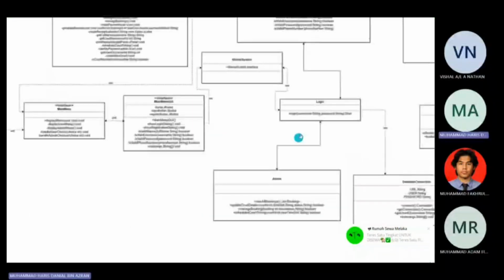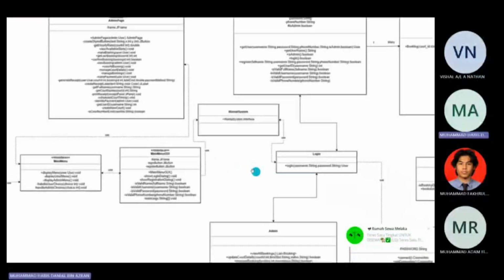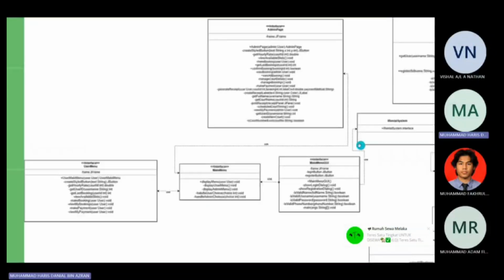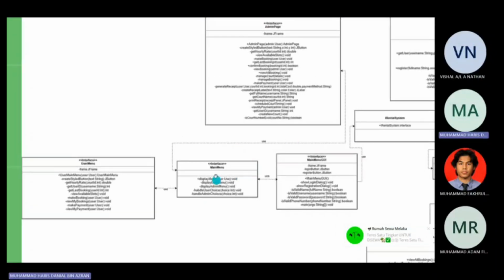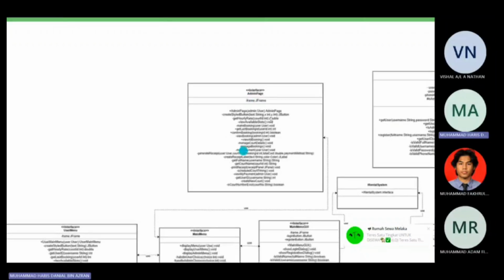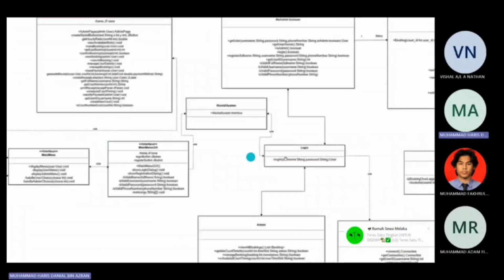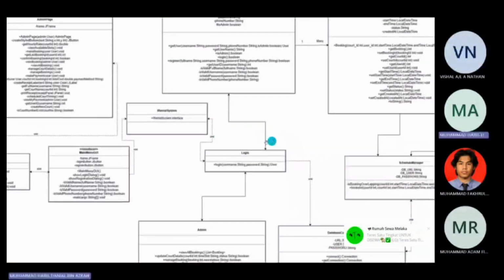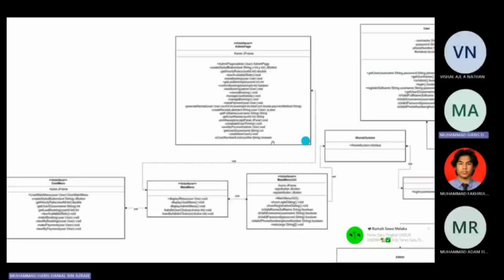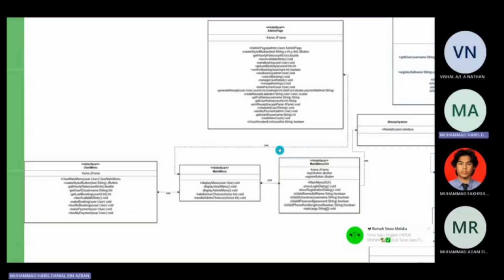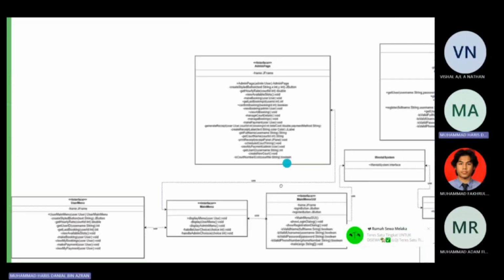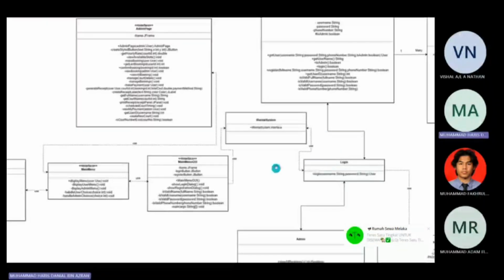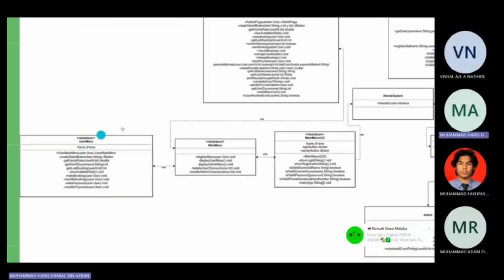Okay, after we log in, we will go to the rental system interface, which is the main menu GUI. This is our interface: main menu, interface admin page, and interface menu. So if you are logged in as an admin, it will direct you to the admin page. Or if you are logged in as a user, it will direct you to the user menu.